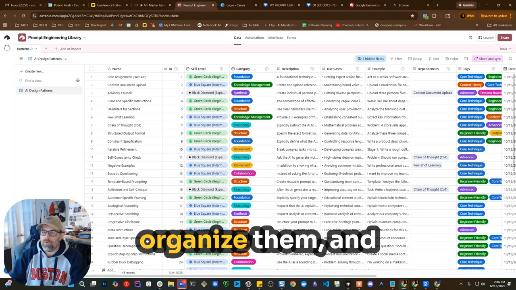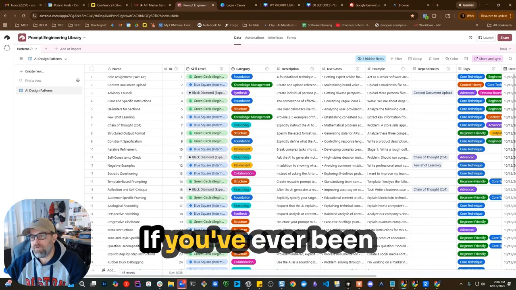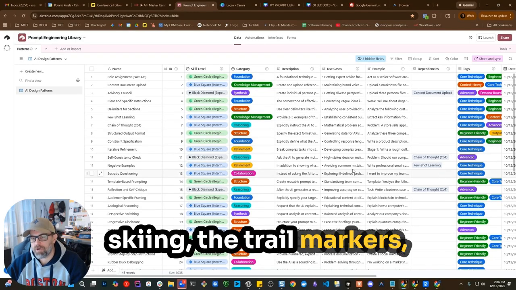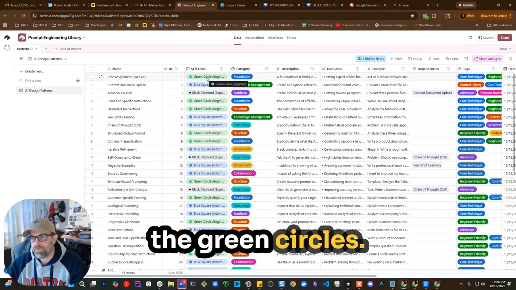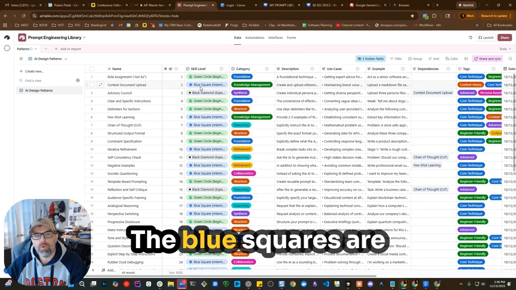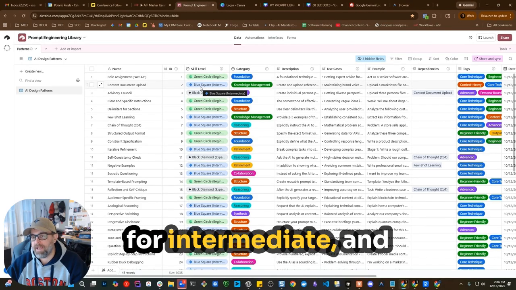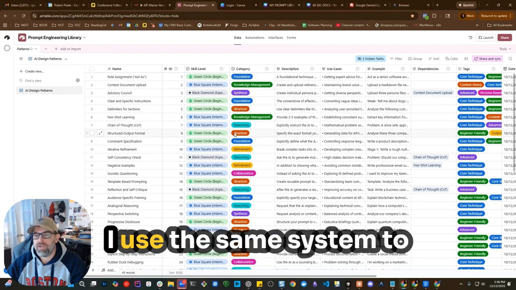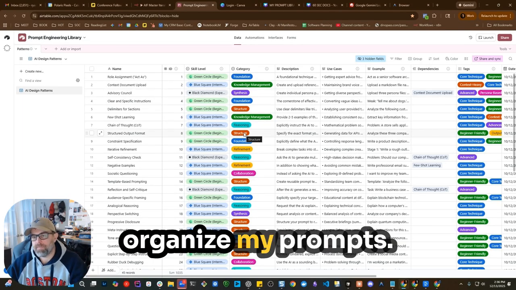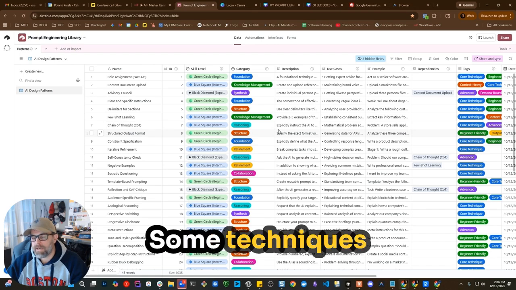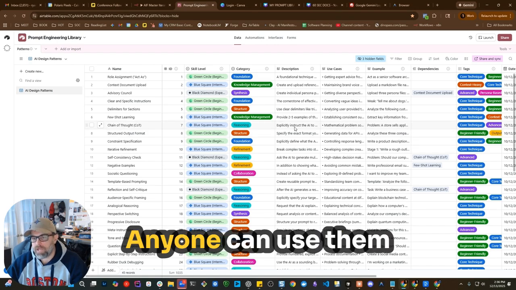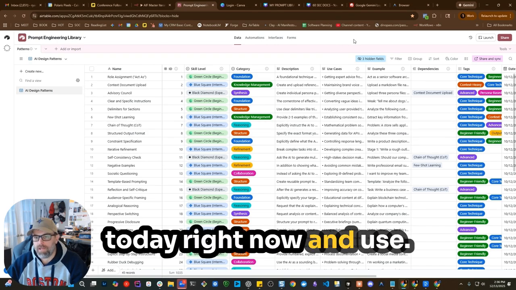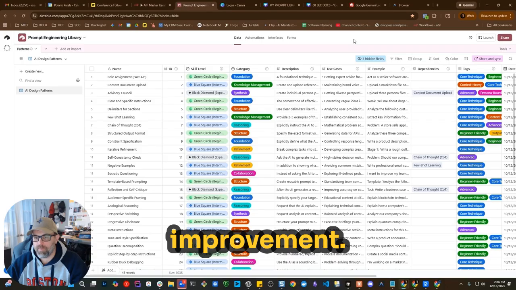Now, here's how I organize them, and this is important. If you've ever been skiing, the trail markers, the green circles are for beginners, the blue squares are for intermediate, and the black diamonds are for expert. I use the same system to organize my prompts. Some techniques are green circles. Anyone can use them today, right now, and see immediate improvement.